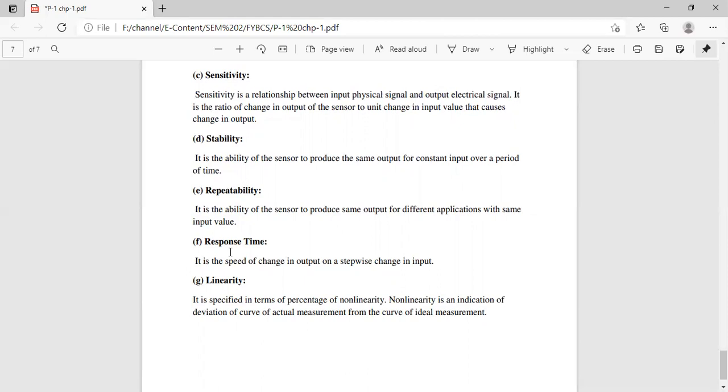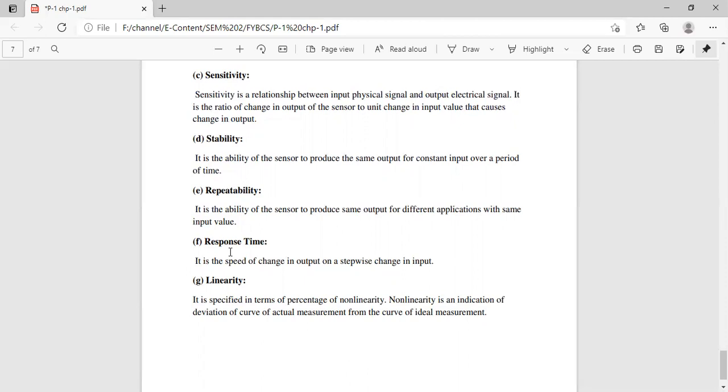Active sensors, in the case of an active sensor, you will need an external energy source. If you require an external energy source, then you can just say that the type of sensor is an active sensor. And in the case of a passive sensor, there is no need of external energy, right? Even if you do not apply any external energy, it will automatically give you the output as soon as that sensor receives the input.